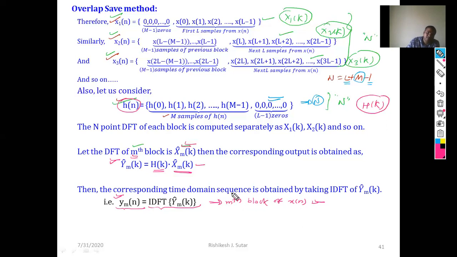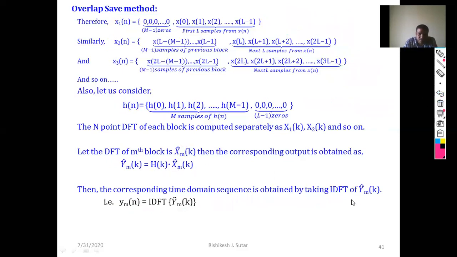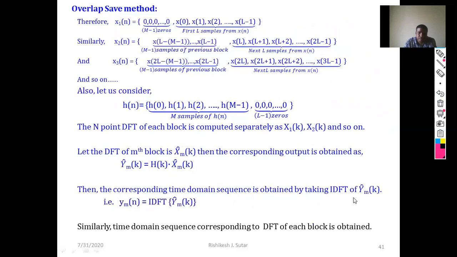Like this, I will get the zeroth block, the first block, the second block, and so on, because I will get all the blocks of x of n here. Once I have all the blocks of x of n, then I have to add them. Similarly, the time domain sequence of the corresponding DFT of each block is obtained. The same thing I have just explained.